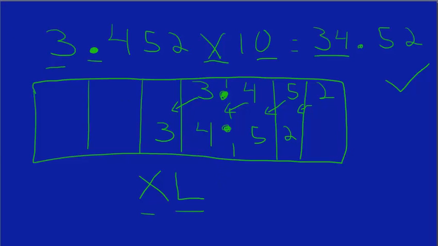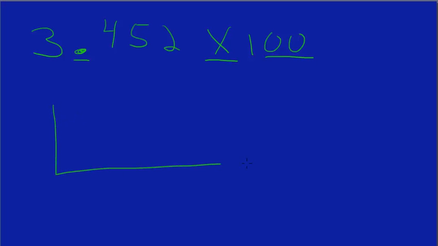Let's do another number. Let's clear that off. Let's keep 3 and 452 thousandths, but this time let's multiply by 100. Again, the first thing I'm going to look at is the placement of my decimal point. I'm going to look to see that I'm multiplying, so I know my answer is going to increase in value. And it's going to increase in value by 2 places because I have 2 zeros. Draw a quick place value chart.